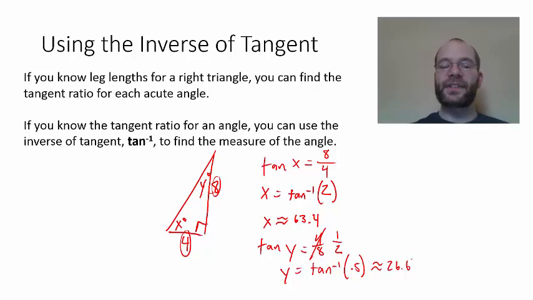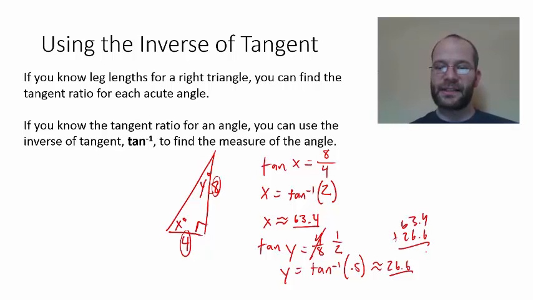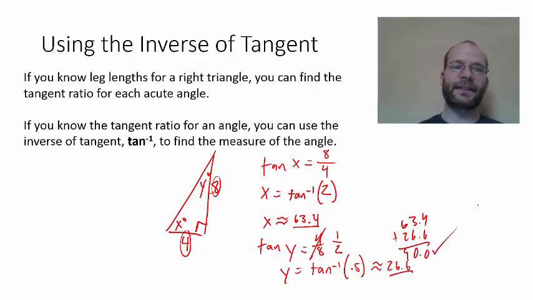Now, of course, interestingly enough, we can check our work here because we know x now. x is 63.4. We know y is 26.6. We also know that x and y must have a sum of 90 degrees since this is a right triangle. And so we can add 63.4 plus 26.6 just to check to see if we did that right. And sure enough, we get 90. So we did that correctly.